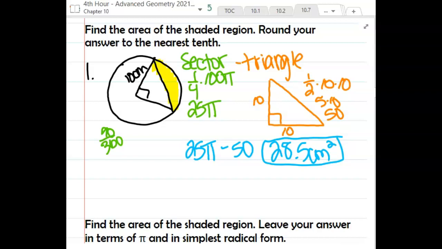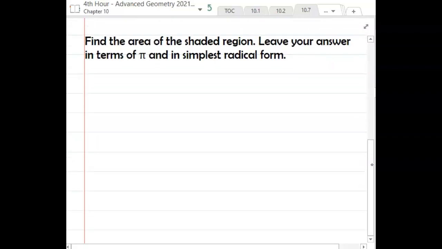You're going to have 3 or 4 of those. Not too bad, right? Okay. The next ones we're going to have to approach a little bit differently. Notice the directions on this one. It says leave your answer in terms of pi and in simplest radical form. So we're going to do two that are a little tricky, and then we'll do one that's easier, I promise.